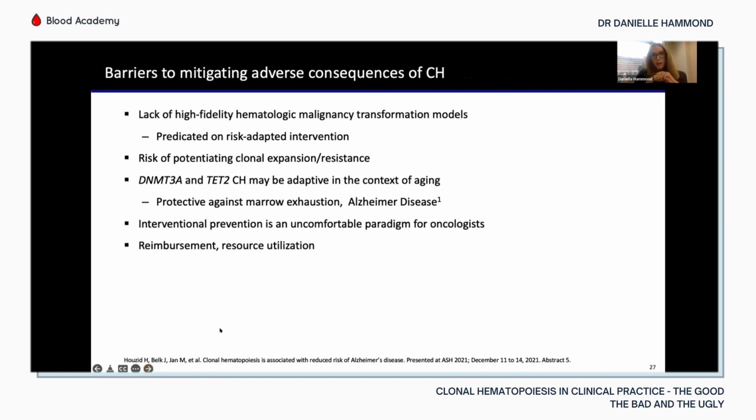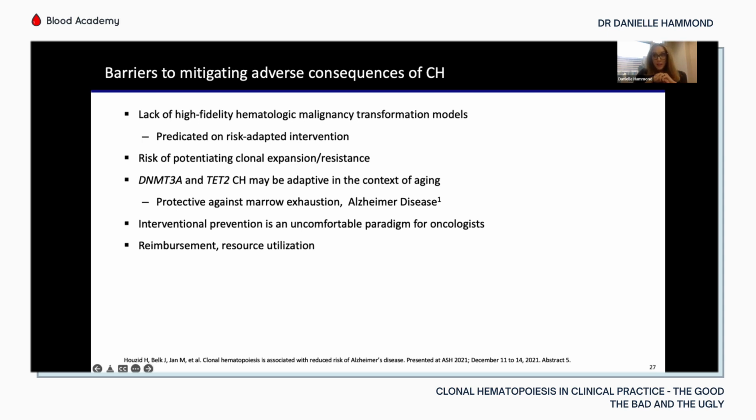So I've touched a little bit upon the clinical or logistical barriers to actually studying and intervening preemptively upon high-risk clonal hematopoiesis. And the main issue is we still lack truly high fidelity risk of transformation models. And what we have right now is quite rudimentary. Next is that it's possible if we try to intervene on clonal hematopoiesis that we actually might lead to even worse outcomes in terms of driving resistance or emergence of even more resistant clones.